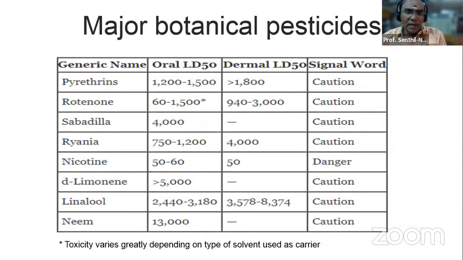So here are the major botanical pesticides available in the market from 1950 onwards: pyrethrins, rotenone, sabadilla, ryania, nicotine, D-limonene from citrus, and linalool and neem. These have very limited LD, that means lethal dose, even with the dermal dose. But nicotine alone is very dangerous.